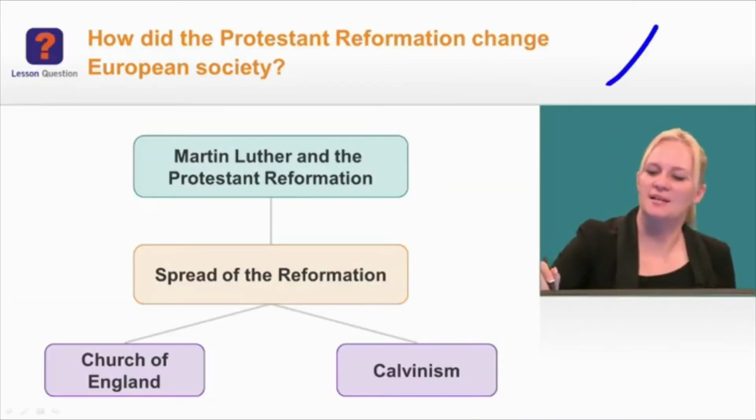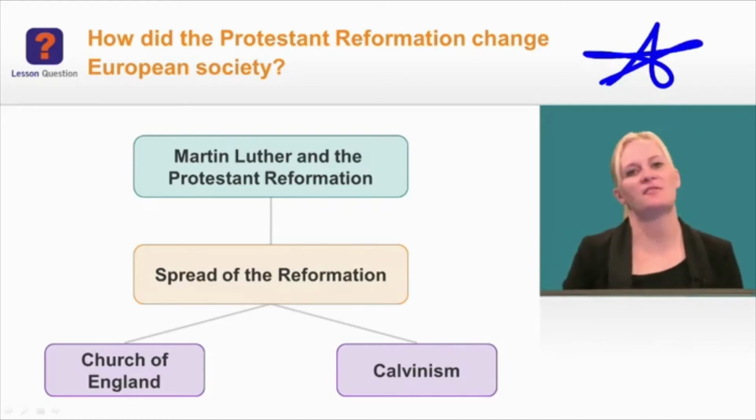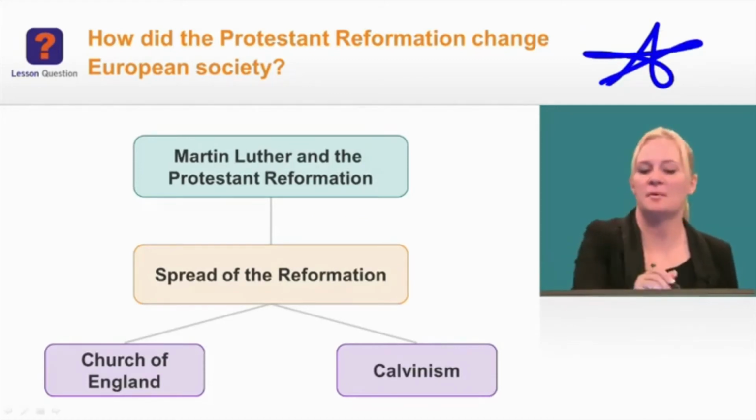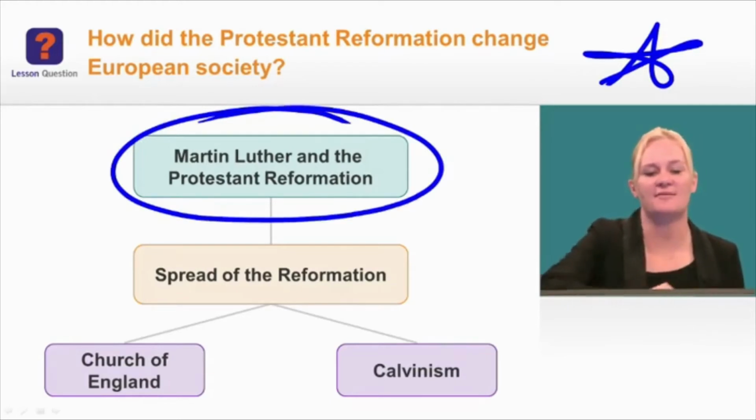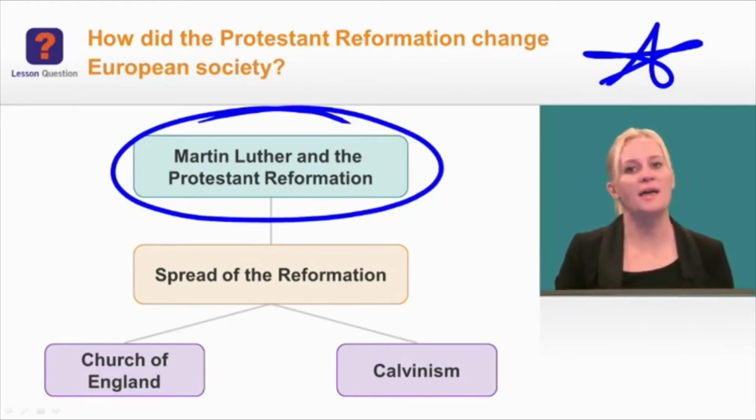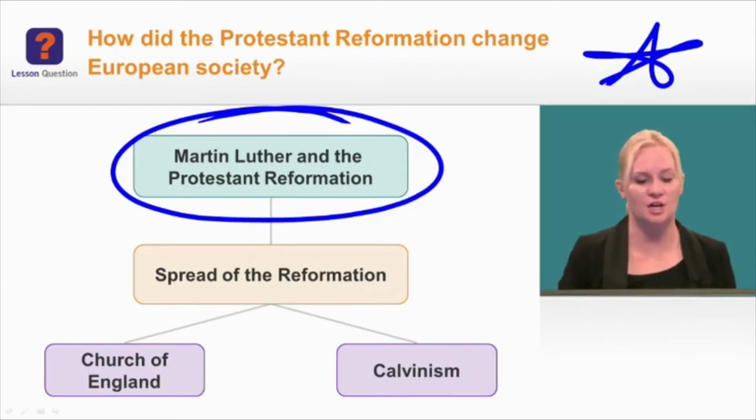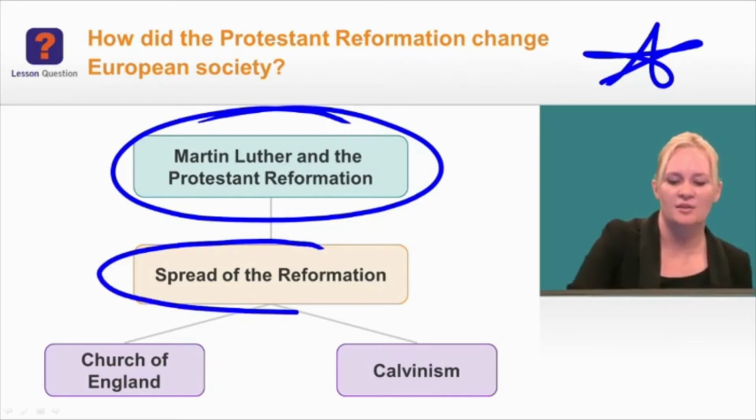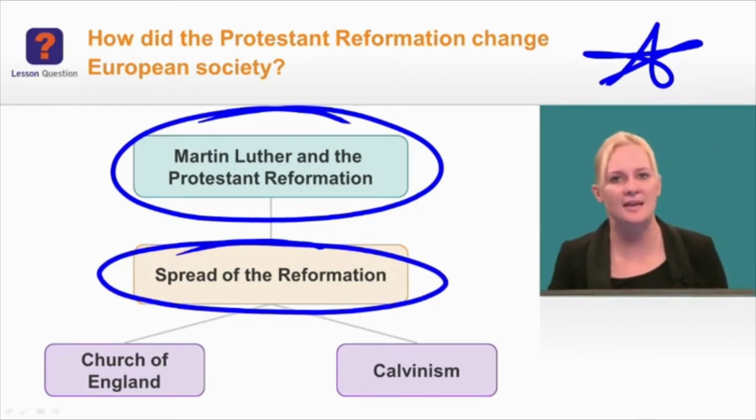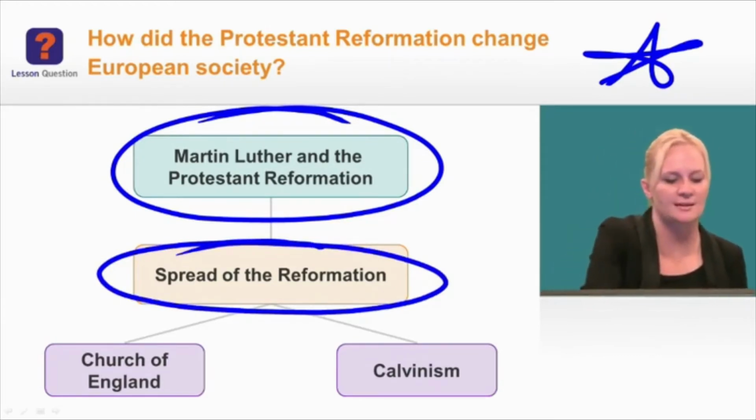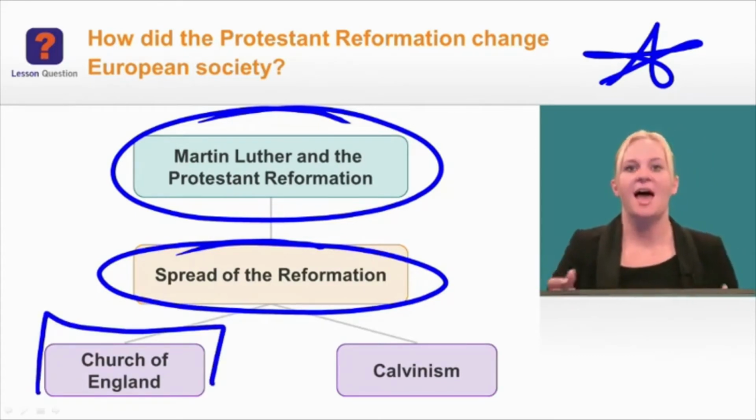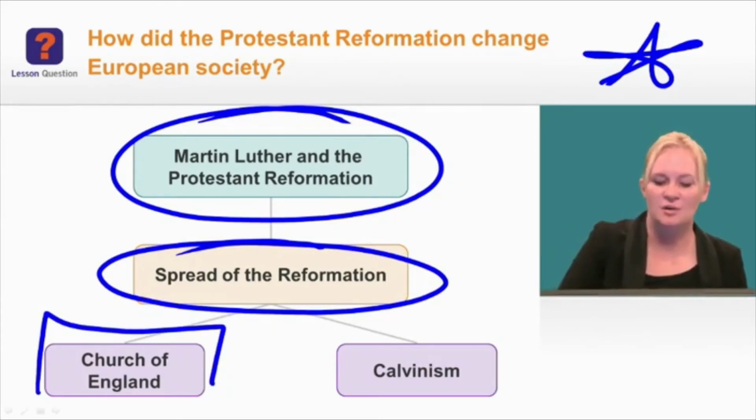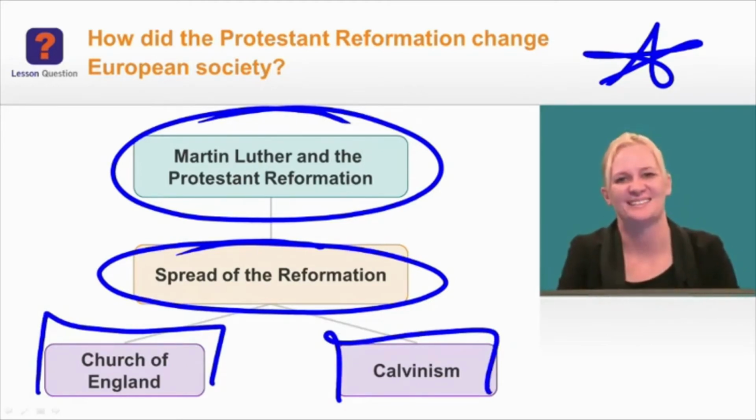All right, let's go back to our lesson question. How did the Protestant Reformation change European society? Remember, we talked about Martin Luther and his 95 Theses, and then we also talked about John Wycliffe and how he was encouraging people at this time period to read the Bible in English and interpret the meanings for themselves and to question the authority of the Catholic Church. This spread the Reformation, and we took a look at King Henry VIII, who started the Protestant Church of England. Next, we're going to take another look at another branch of religion. We're going to start by looking at Calvinism.